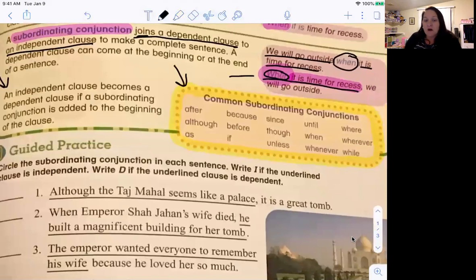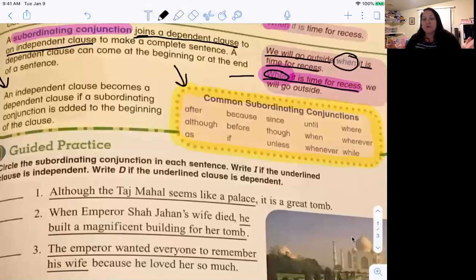Although the Taj Mahal seems like a palace, it is a great tomb. Wow, that's interesting. So we have the words, although the Taj Mahal seems like a palace. What word do you see in there? Or think to yourself, can this stand alone as a sentence and be independent?